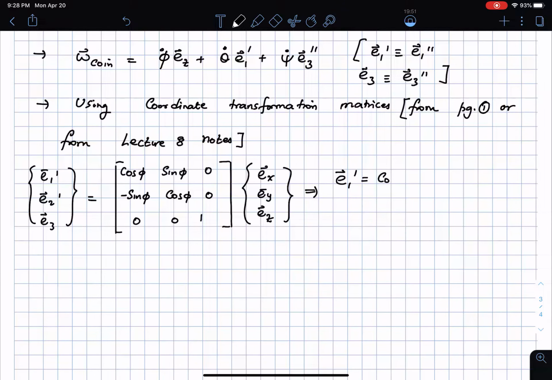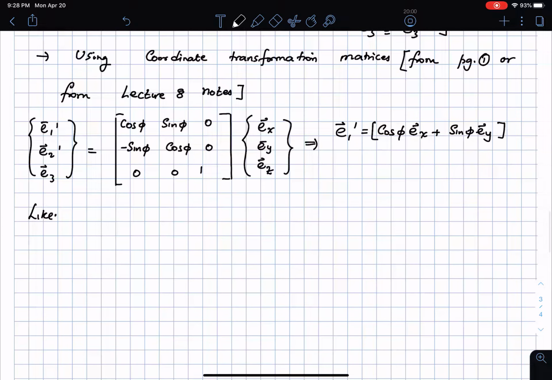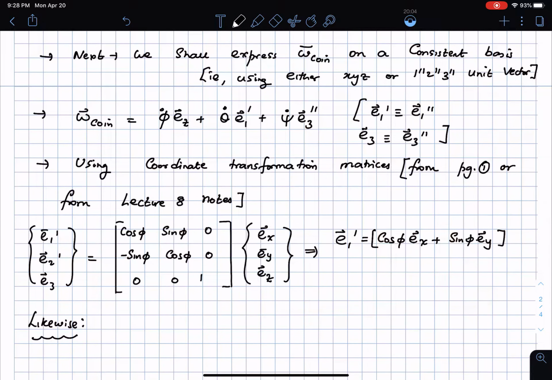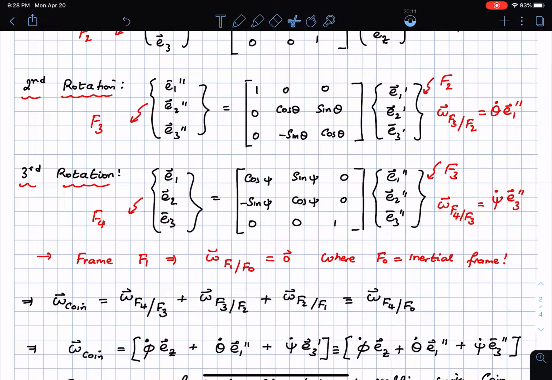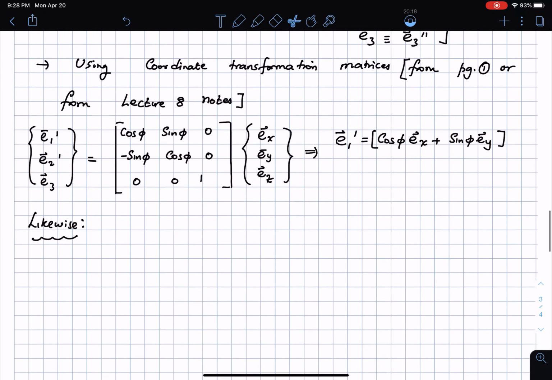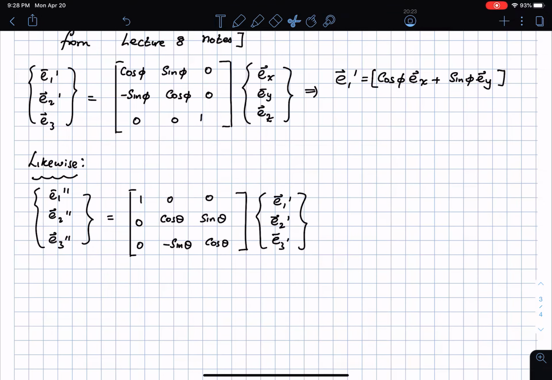So this is going to be cos phi Ex and then sin phi Ey. And then likewise, I can take E3 double prime, first write it in terms of the E1, E2, E3 prime coordinate frame. So likewise, if I copy that and bring it down here.